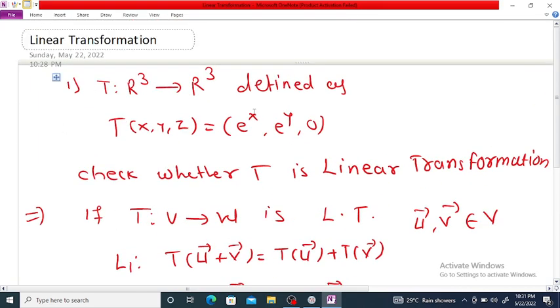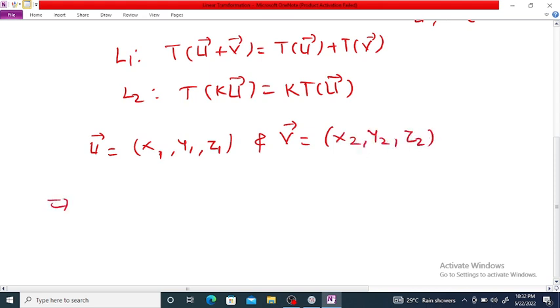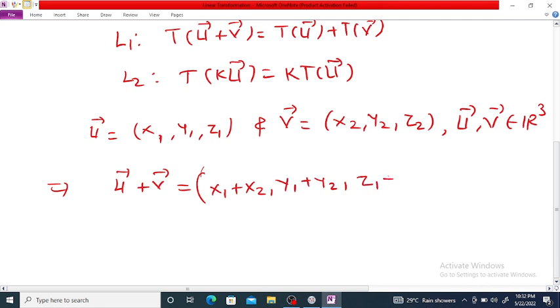Now given T is a mapping from R cube to R cube, first we consider vector u bar equal to x1, y1, z1, and v bar equal to x2, y2, z2. Then u bar plus v bar, where u bar and v bar are vectors from vector space R cube, is x1 plus x2, y1 plus y2, and z1 plus z2.